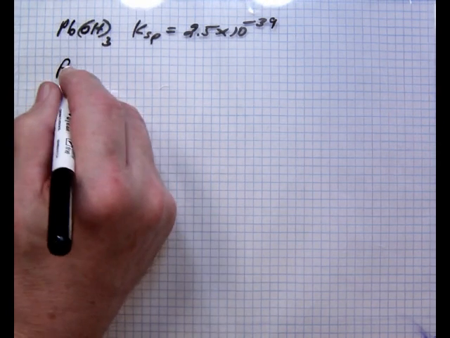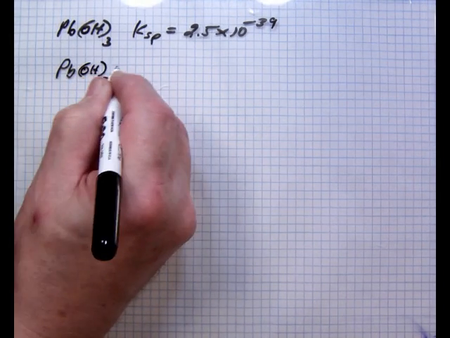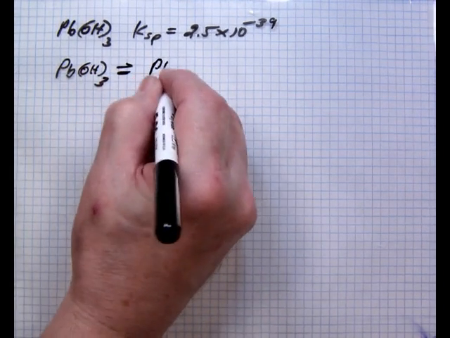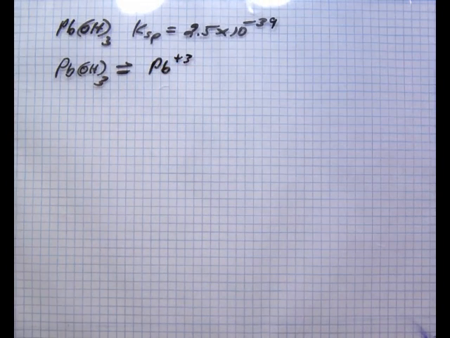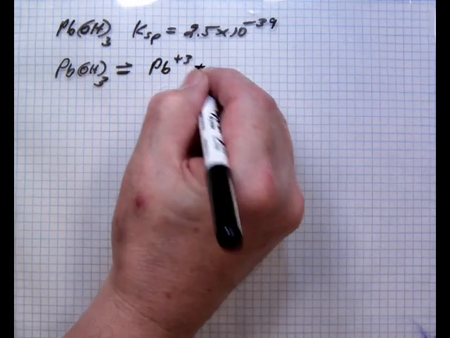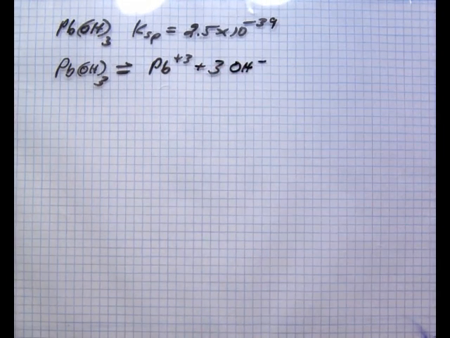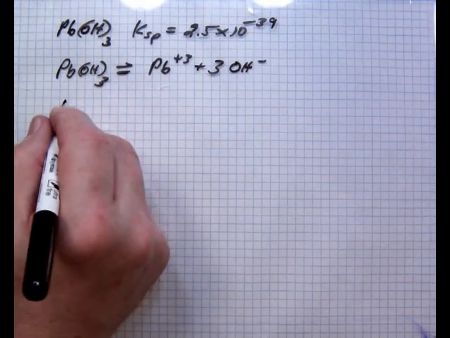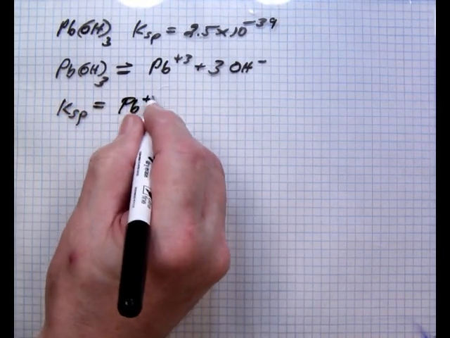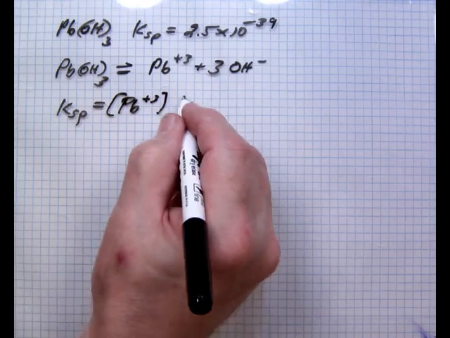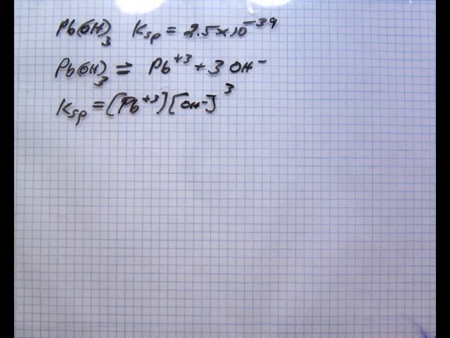The ionization delivers one mole of lead 3+ and 3 moles of hydroxide, like that. So we write our Ksp expression in terms of the product side of this. Ions delivered, raised to the third power on the hydroxide.